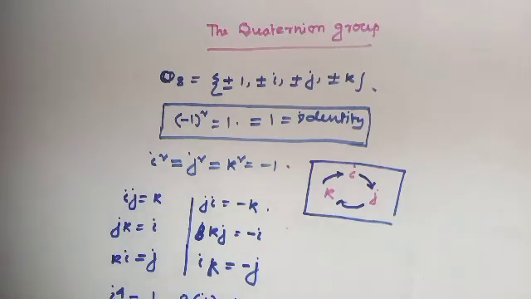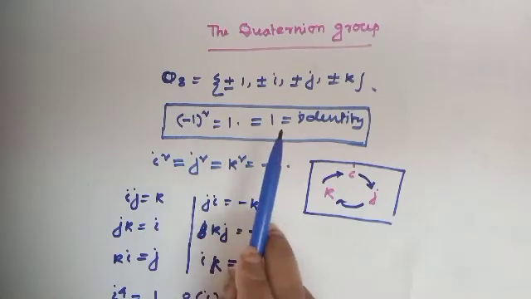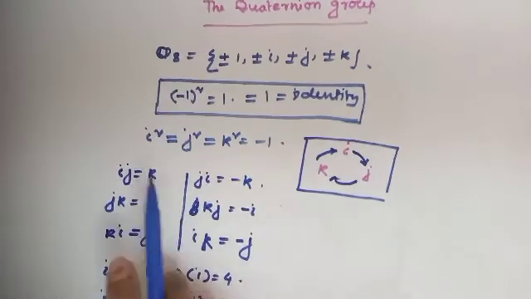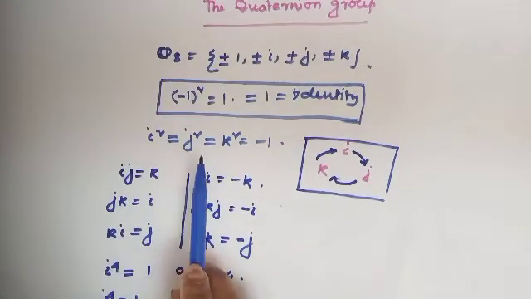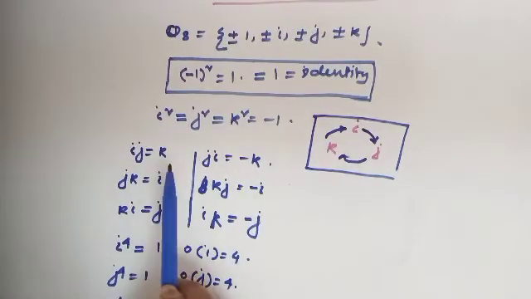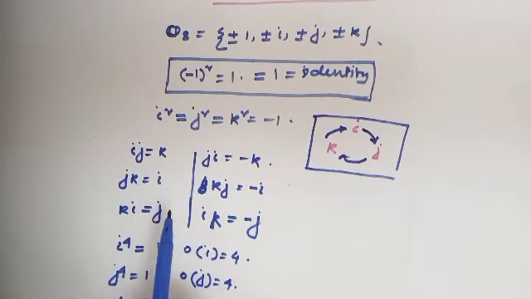Here minus 1 squared equals 1, so 1 is the identity element. And i squared, similarly j squared, similarly k squared, is equal to minus 1. Here i times j equals k, j times k equals i, k times i equals j.